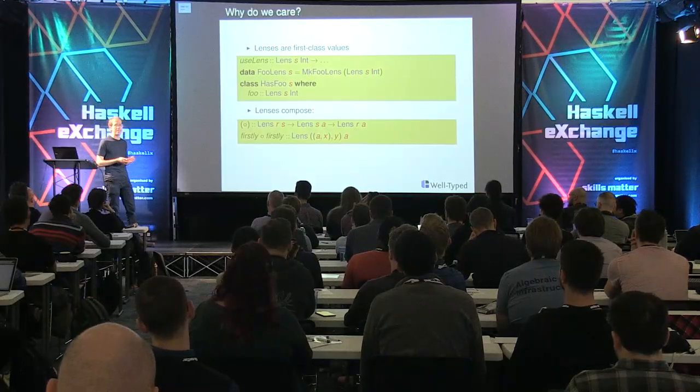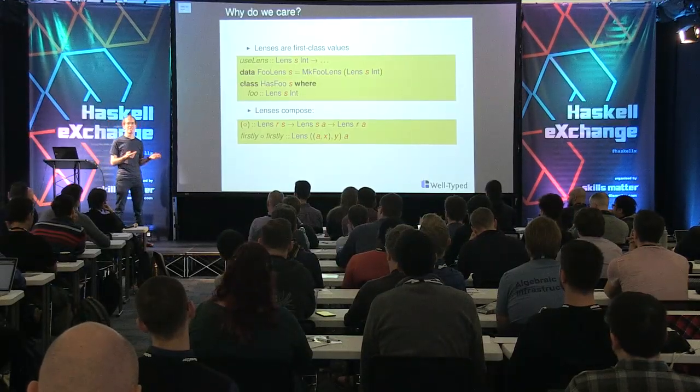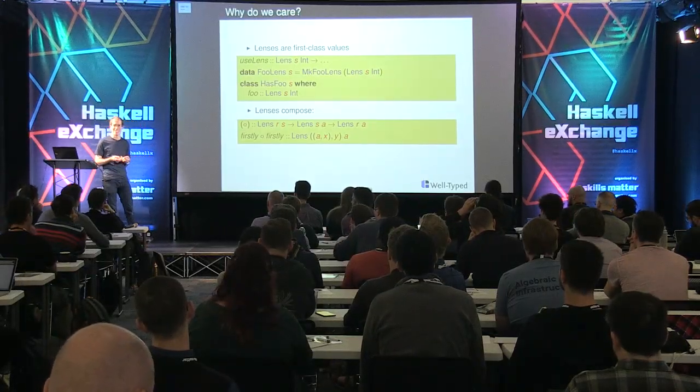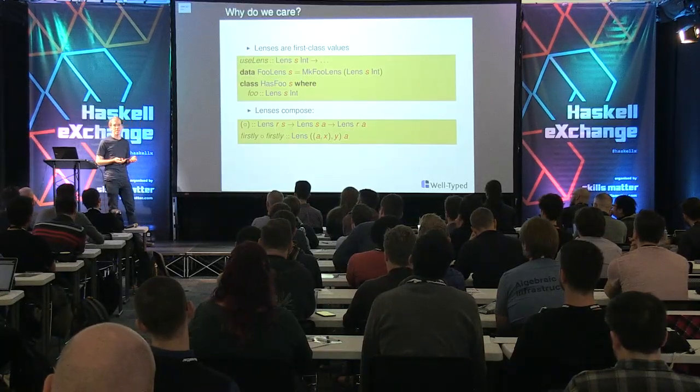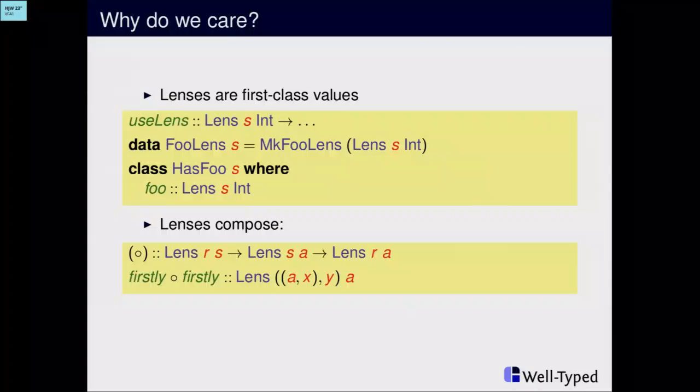Quite frequently in real applications, you get complex data types with lots of fields and data types inside data types, and writing updates to those fields using the normal Haskell record update syntax just becomes very, very painful. And so lenses are a much friendlier way of doing that.